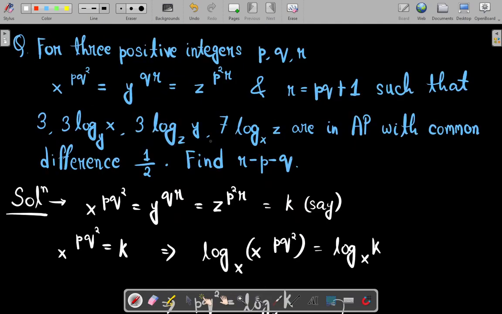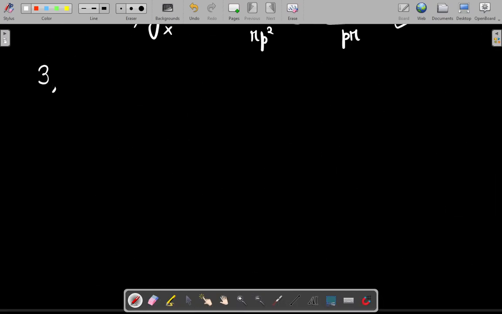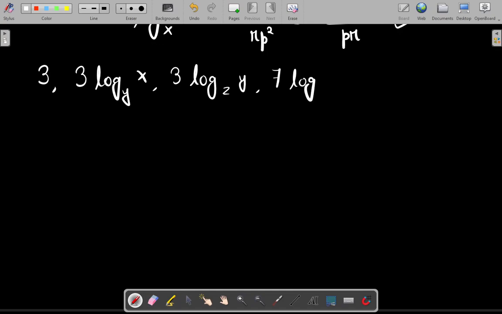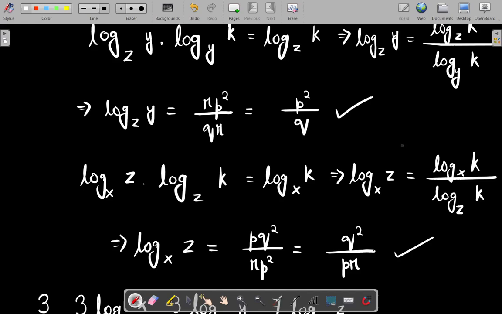Now we are given that r is equal to pq plus 1 and these four terms are in AP. Okay, so let us first start with this AP part here. 3 log x base y, 3 log y base z, and 7 log z base x. Yes, 7 log z base x.